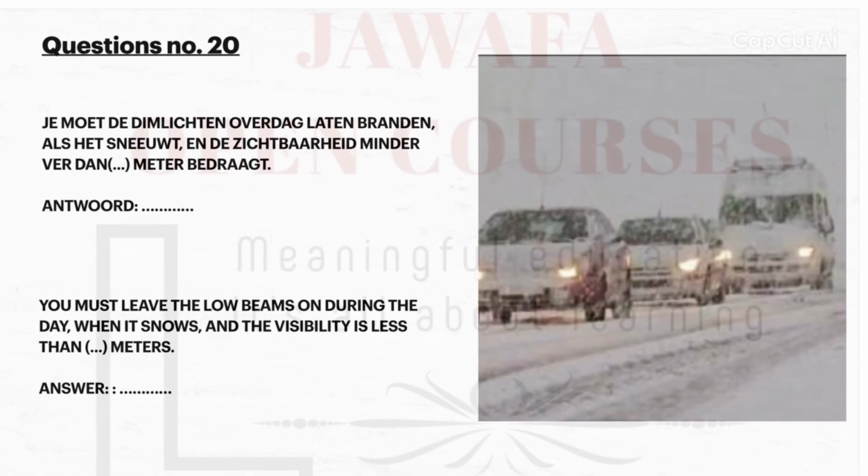Now, question number 20 is that you must keep your low beams on during the day if it's snowing and visibility is less than how many meters? That is, during the daytime, if visibility is less than how many meters in snowy conditions, then you can turn on your low beams.